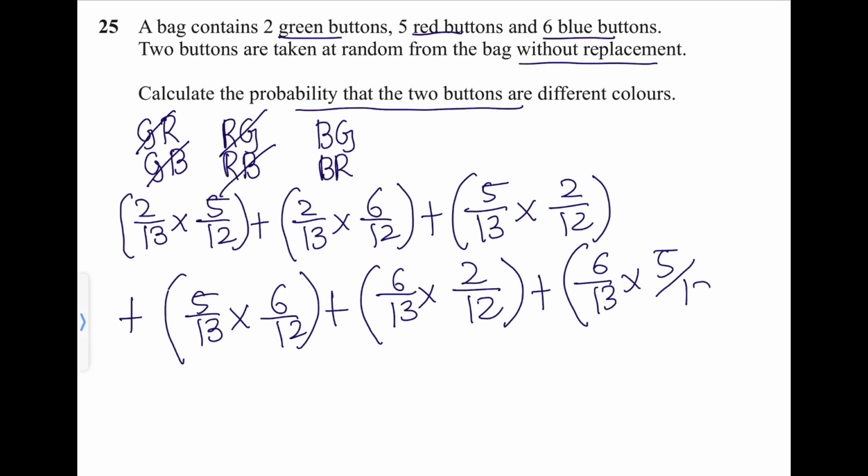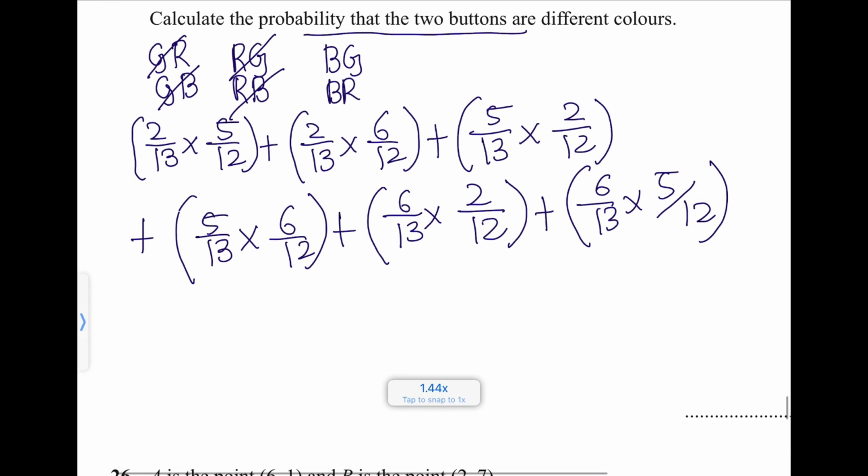So you're going to put the whole thing in the calculator, or if you find it easier, you can solve each of them and put them in the calculator. I would just usually put the whole thing. 2 by 13 into 5 by 12 plus 2 by 13 into 6 by 12 plus 5 by 13 into 2 by 12 plus 5 by 13 into 6 by 12 plus 6 by 13 into 2 by 12 plus 6 by 13 into 5 by 12.